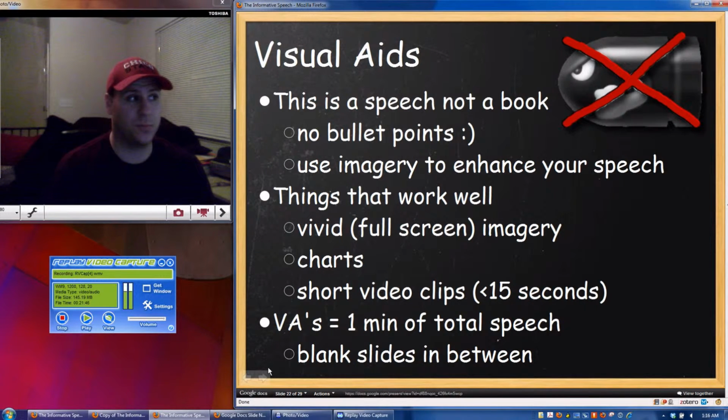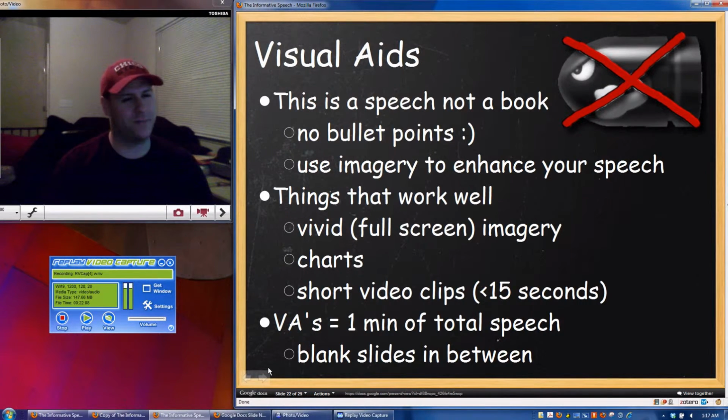Some things that work pretty well. First off, having vivid full screen imagery that talks about your message that you can use to illustrate a point. Charts and graphs are great, especially when you can find some way to really tie that into a crux point of your speech. And finally, embedding short video clips.